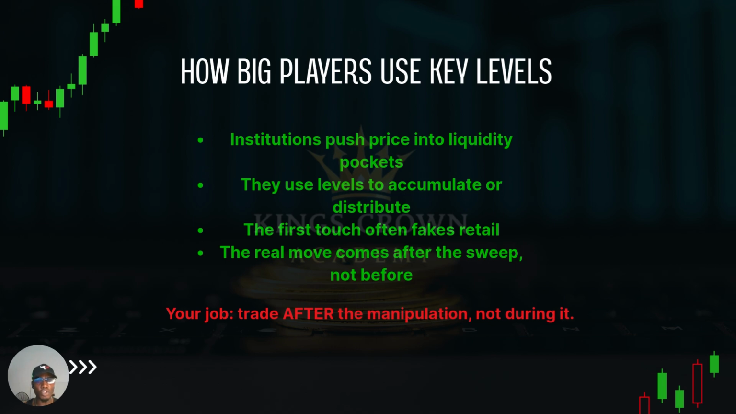How do big players use key levels? Well, institutions put price into liquidity pockets, right? That's the first thing they will do.